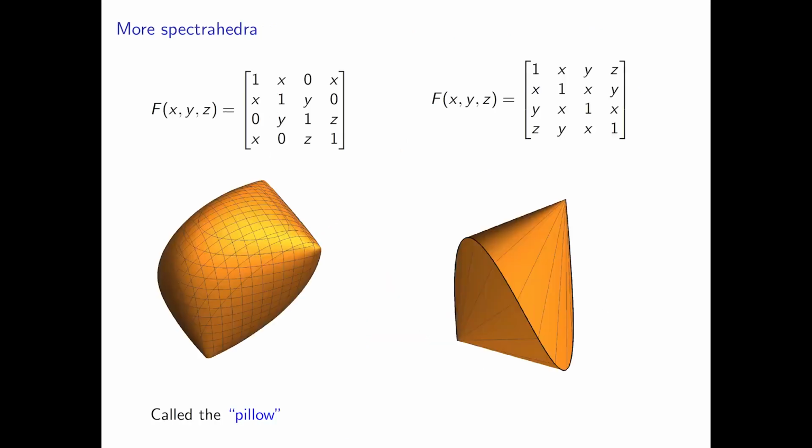And here's a couple of nice pictures also. Here's a spectrahedron that is in 3 dimensions defined in terms of this matrix pencil. It's called the pillow. Here's another spectrahedron defined in terms of this matrix. This thing looks a bit like a Hershey chocolate thing, right? So I don't know what it's called anyway.